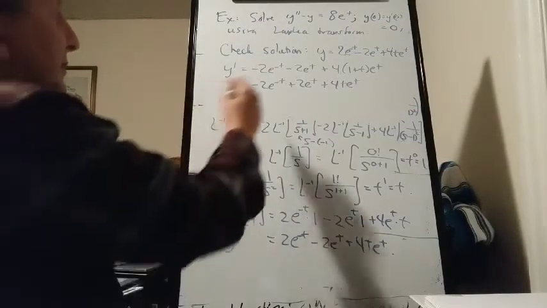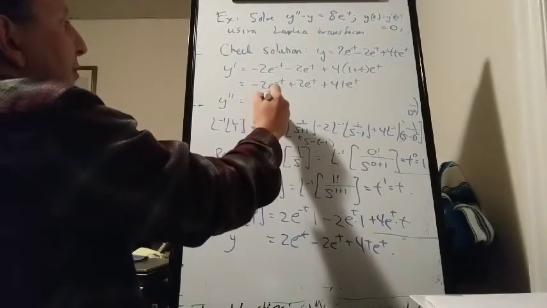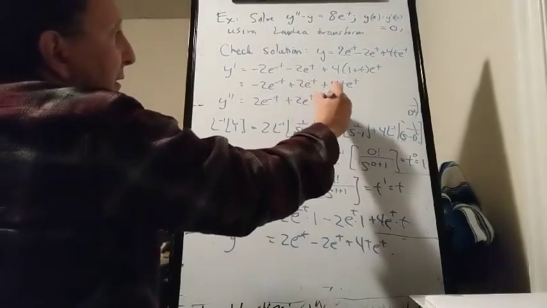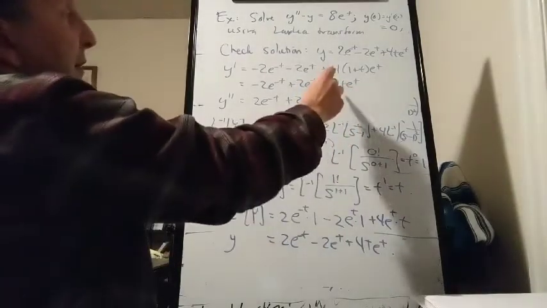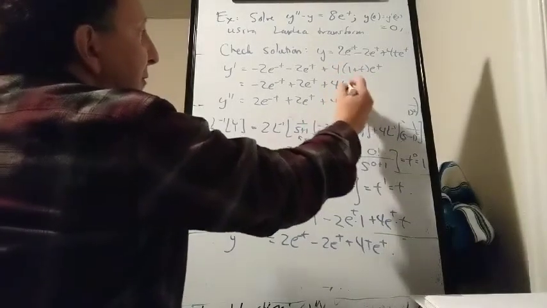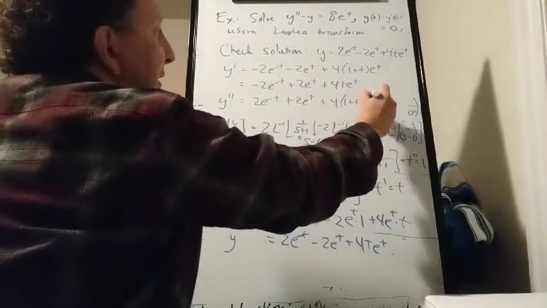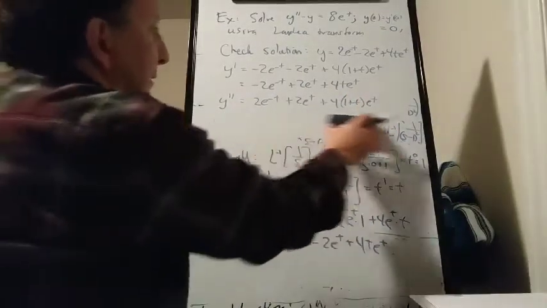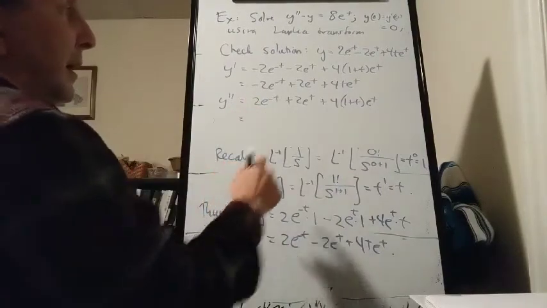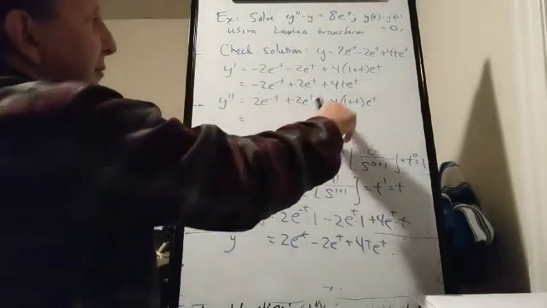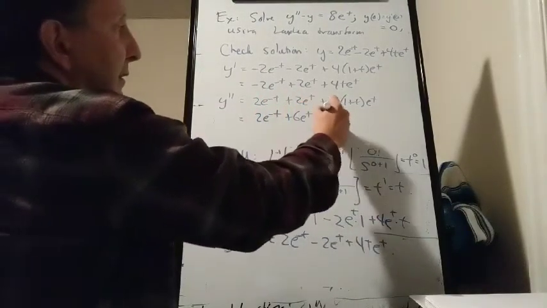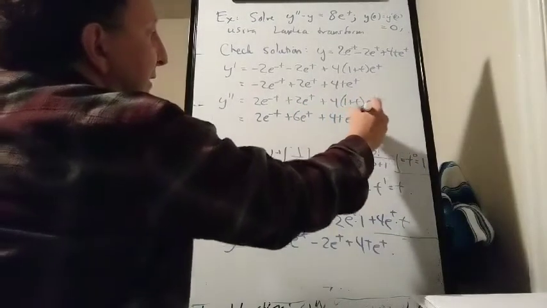Y double prime is positive 2e to the negative t plus 2e to the t plus 4. Again, the derivative of t e to the t is derivative of the first times the second plus derivative of the second times the first, which will give us a 1 plus t e to the t. And now we've got 2e to the t and 4e to the t, which we combine to make 6e to the t plus 4t e to the t.